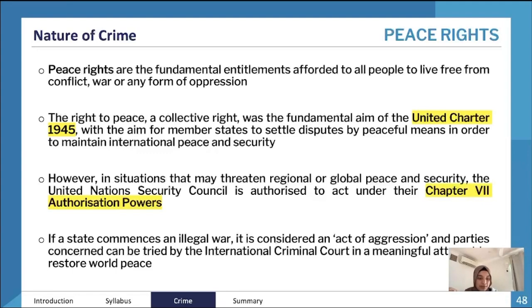You cannot force them. If a state commences an illegal war, it is considered an act of aggression, and parties concerned can be tried by the International Criminal Court in a meaningful attempt to restore world peace, which is really important. But again, state sovereignty. So even if they're found guilty of acts of aggression, really the only thing that can stop them from continuing is public pressure, or they kind of go, oh well, this really doesn't look good, maybe I should stop.